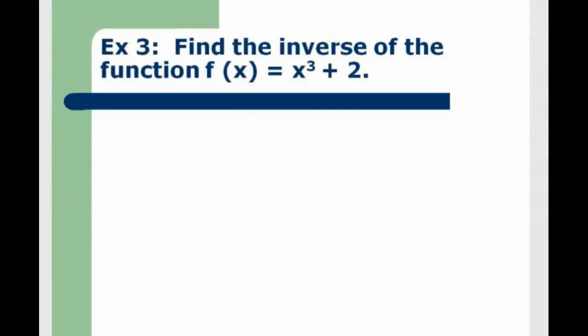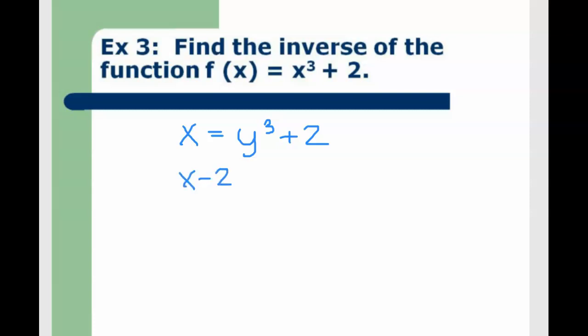Okay, find the inverse of the function f of x equals x cubed plus 2. So again, we are looking to find the inverse of this function. So in order to do that, we are going to use the steps from before. So that means where we had f of x, we're going to make it x. And where we have x, we are going to make it y. So we get x equals y cubed plus 2. And now we're going to solve for y.